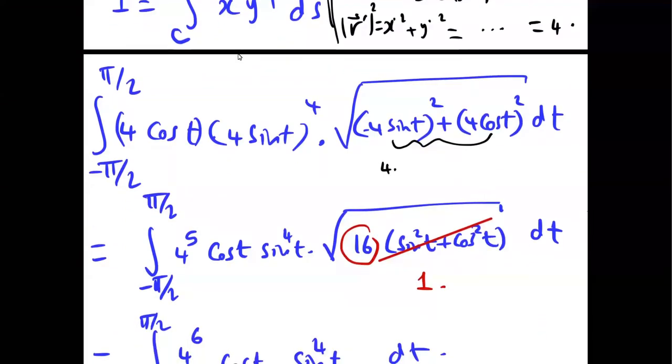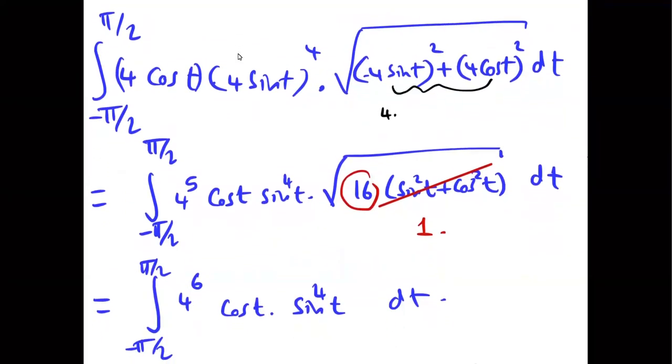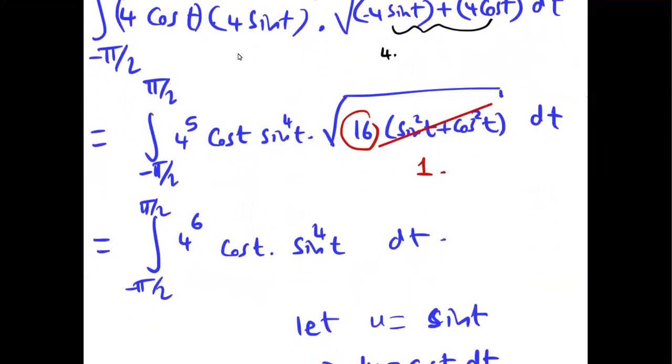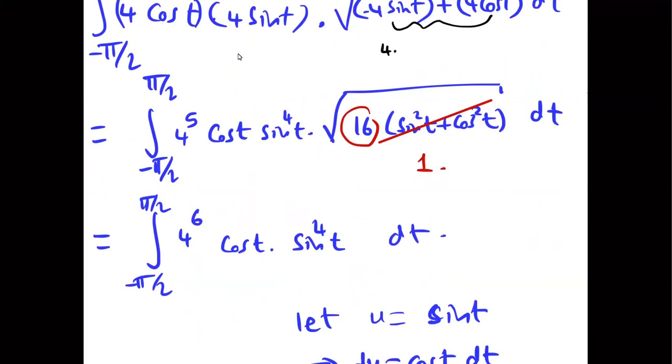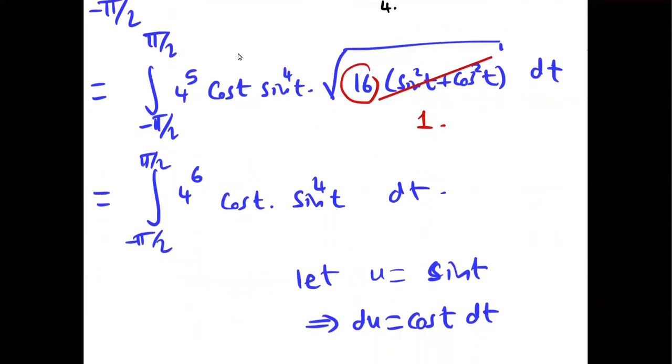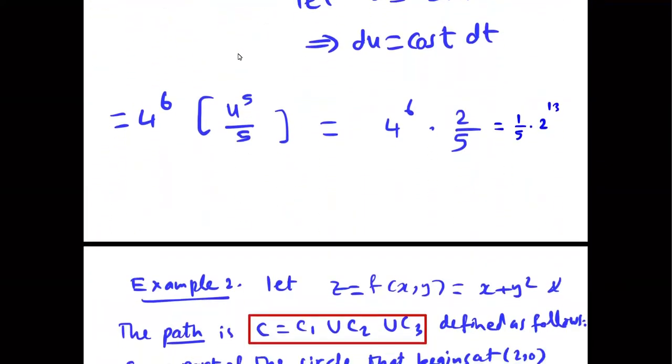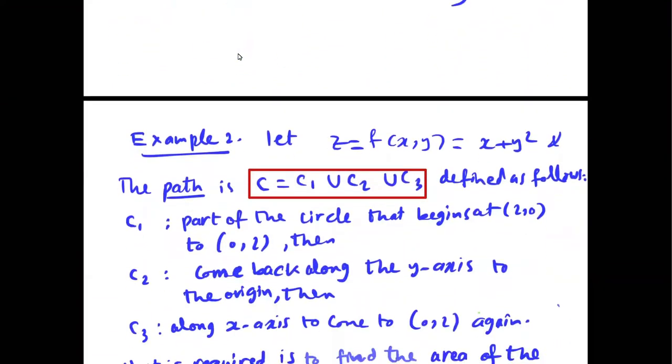Or directly, we have here a bit more difficult situation because we have cosine and sine to the power 4, but it is not that difficult. We can use the u substitution again. The good substitution is to use u equals sine t. The derivative is here, and I leave it to you to complete this integral. It is this value. Okay.